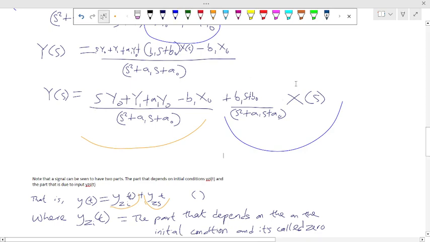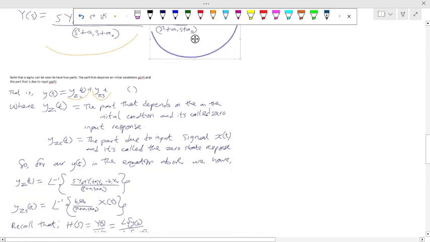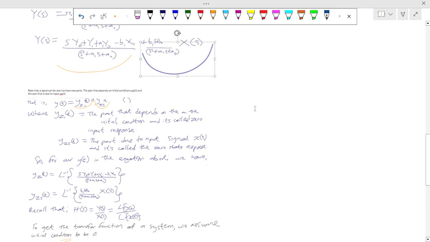Now we can see that this part has the X(s), so this part depends on the input, and this part depends on the initial condition. Let me zoom out so you can see that clearly. So that means Y_zs(s), the zero state, is exactly what we have here, and this other part is the zero input response.